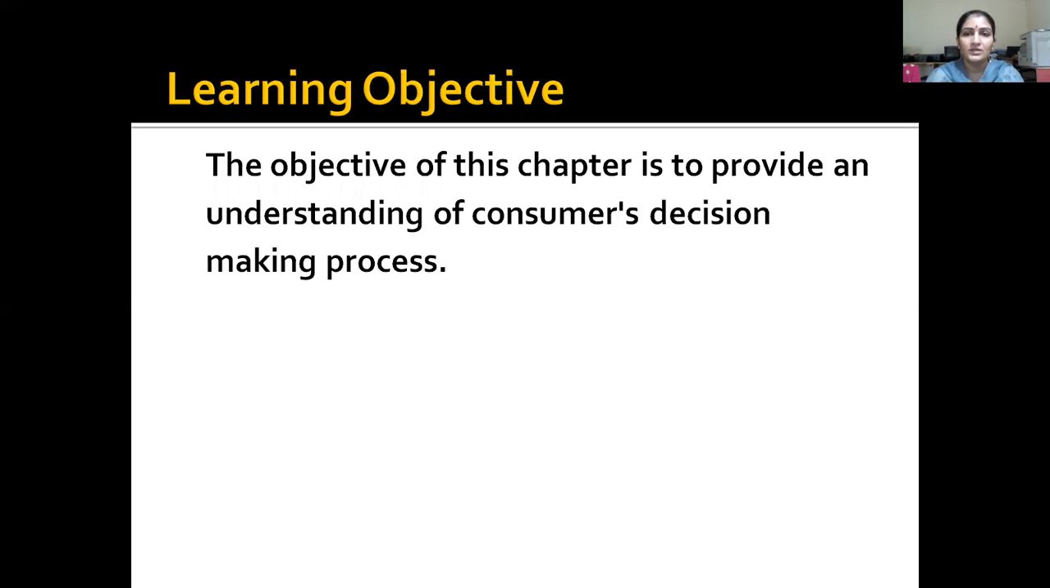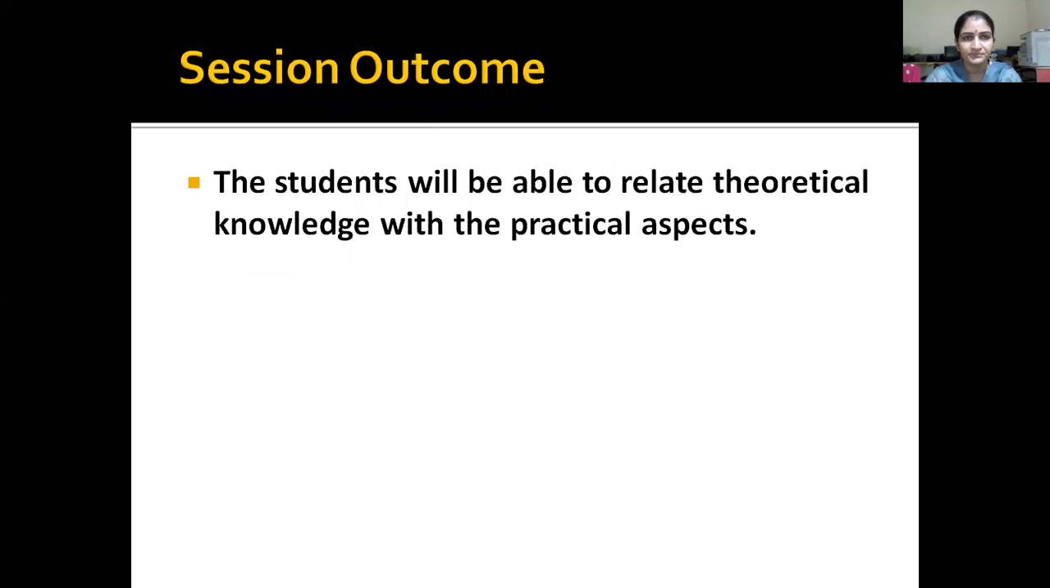Now the learning objective of this chapter, as we have seen, is to provide an understanding of the consumers' decision making process. We have seen how the entire consumer decision making process takes place in the previous session concepts. So the objective of the chapter is to make the students understand how the consumer decision making process works and how it takes place.